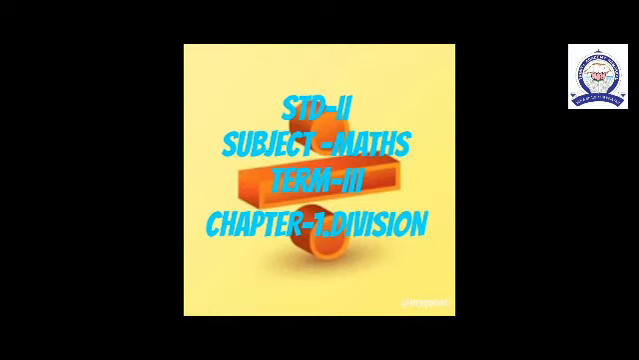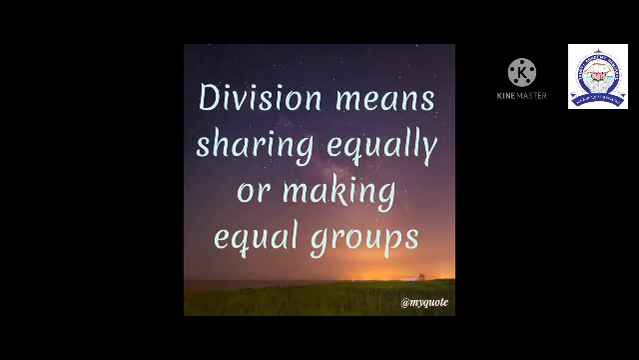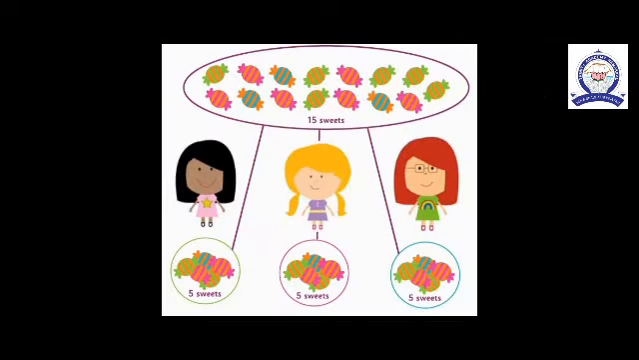Second standard, subject maths, term 3, chapter 1, division. Division means sharing equally or making equal groups. Total number of sweets, 15. Total number of girls, 3. How many chocolates do I give to each one? Yes, I give 5 chocolates to each one.